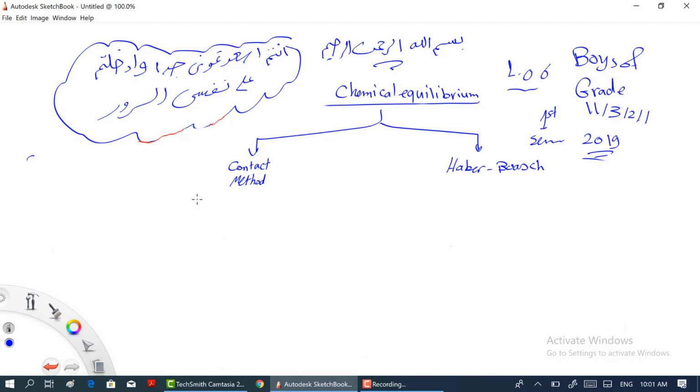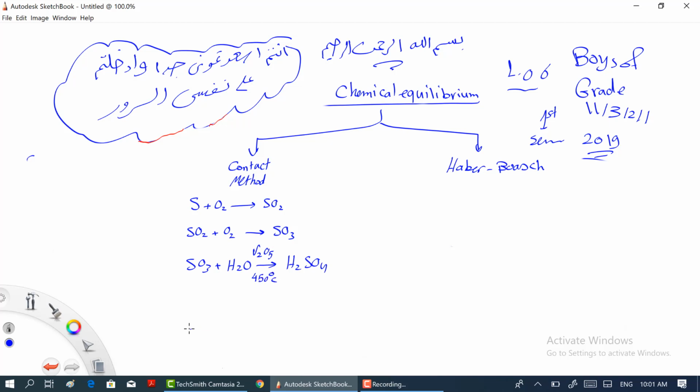The contact method means the reaction between sulfur and oxygen, giving us sulfur dioxide. Sulfur dioxide reacts with excess oxygen, giving SO3. SO3 reacts with water, giving sulfuric acid. The last equations represent the catalyzed reactions. We add vanadium pentoxide as a catalyst at 450 degrees Celsius.